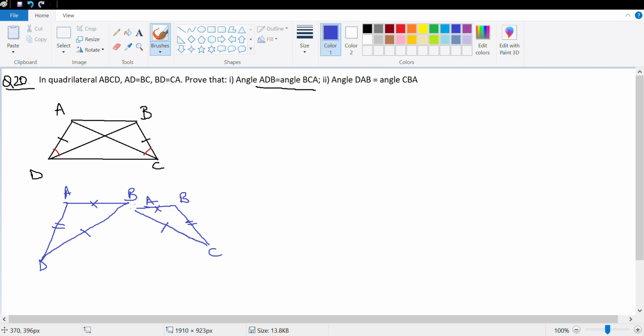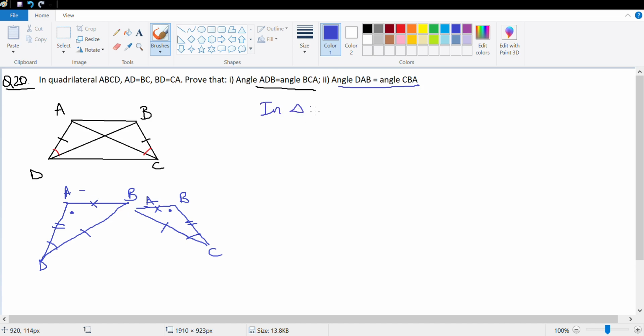So by SSS test, I'll get these two triangles congruent, which means this angle and this angle are corresponding angles. So we will get that correct. DAB and CBA. Oh, this also is from the same triangle. Let's start. This one's very simple.